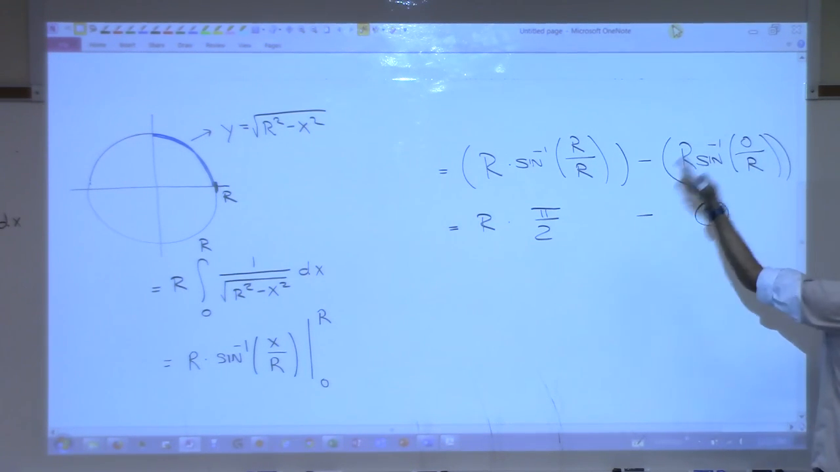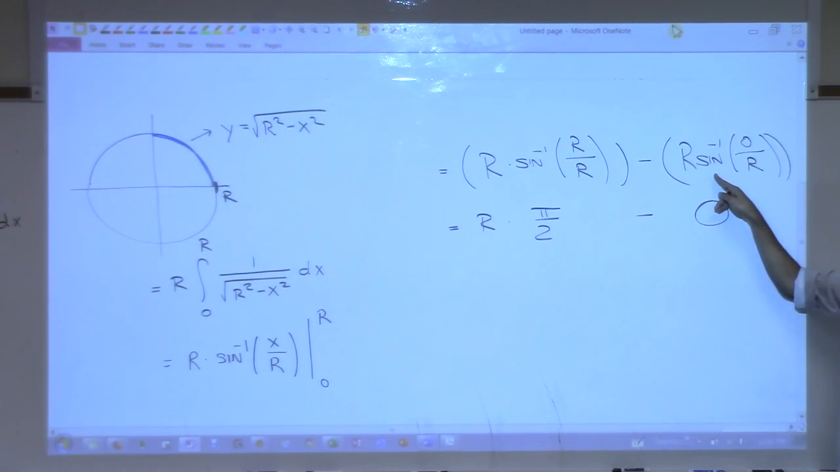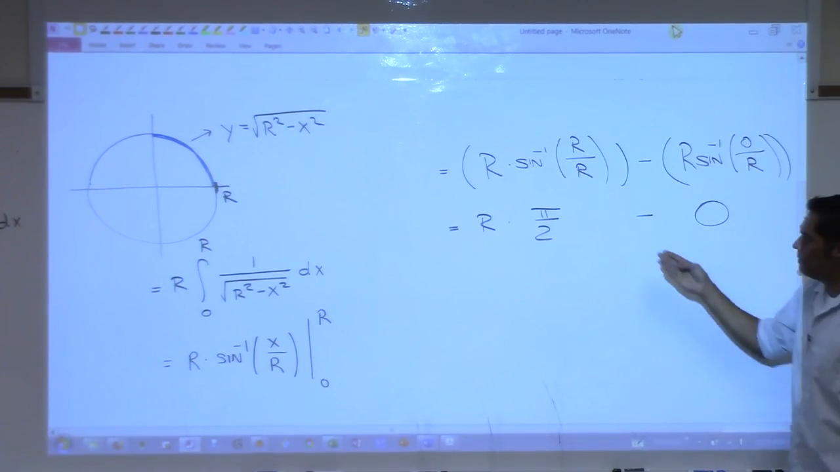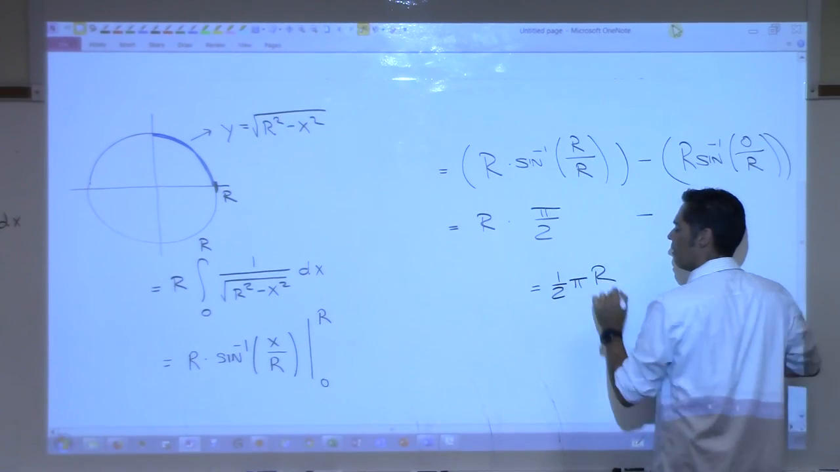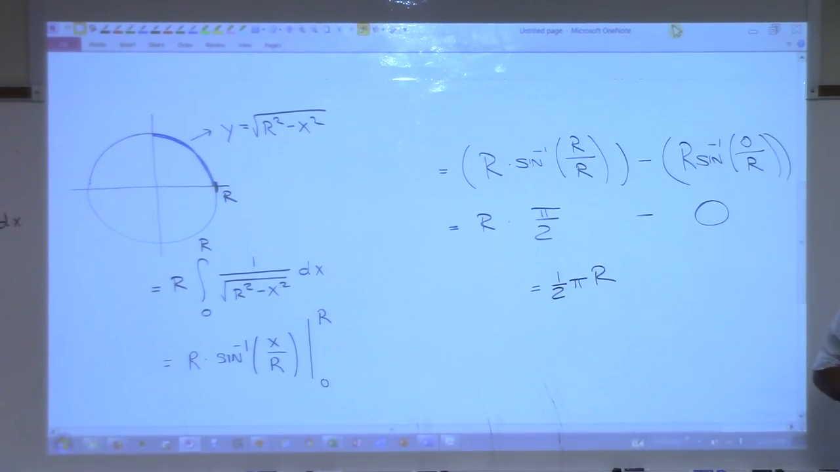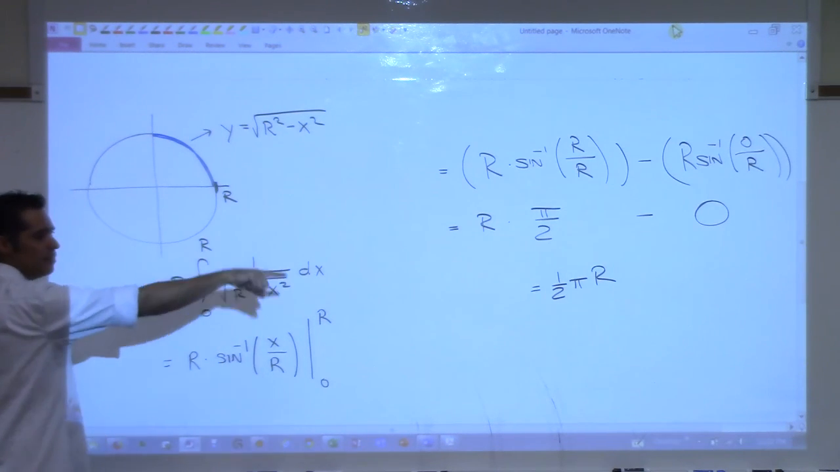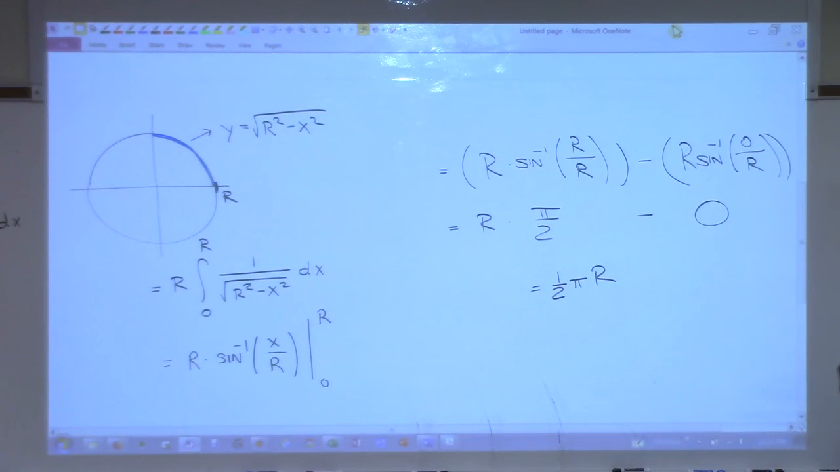Why is it not pi? Domain restrictions of arc sine, right? Okay, so that's 0. So your answer is just 1/2 pi r, right? Yeah, and that was only a quarter of it, right? So multiply that times 4, and you get 2 pi r. Pretty nice.